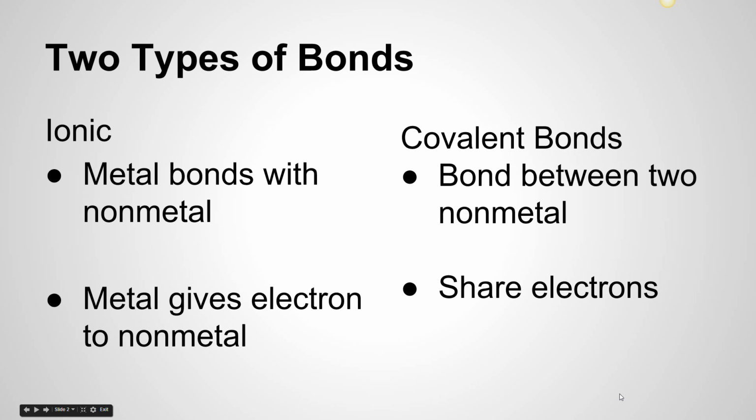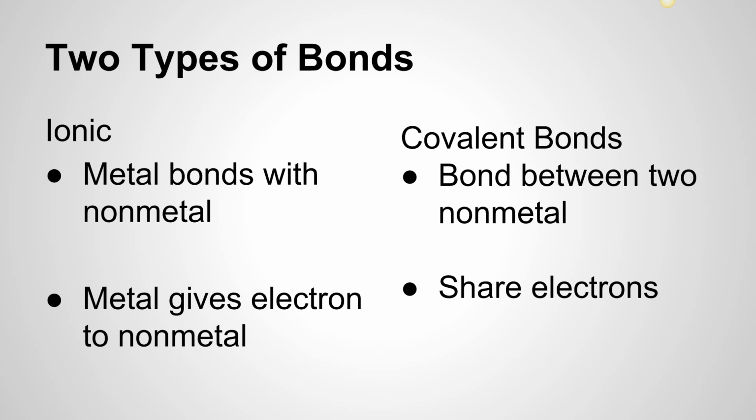First thing we need to decide when we look at a chemical formula is what type of bond it is. Now there are two types of bonds. There's ionic and covalent bonds. Ionic bonds are bonds between metals and nonmetals. So metals would be iron, sodium, magnesium. Nonmetals would be oxygen, chlorine, fluorine.